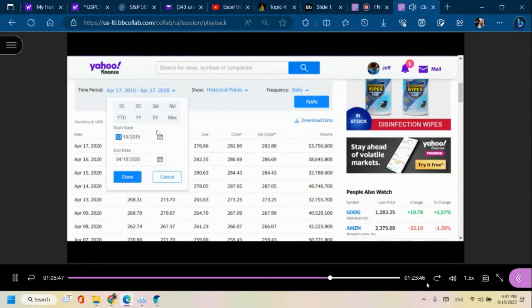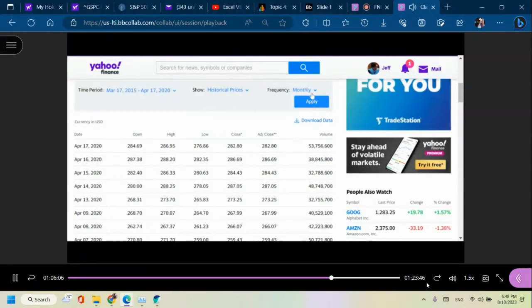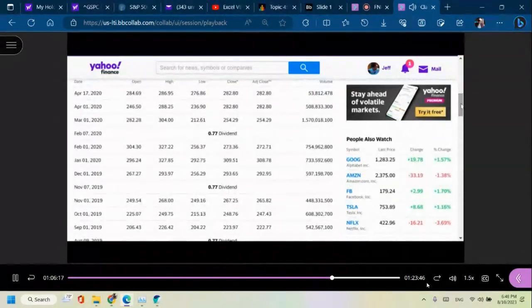We can start from March. That's fine. And click done. And we need monthly price. Daily, we don't, it's too much fluctuation. So we'll select monthly and hit apply. And you will see it's monthly price that you see.